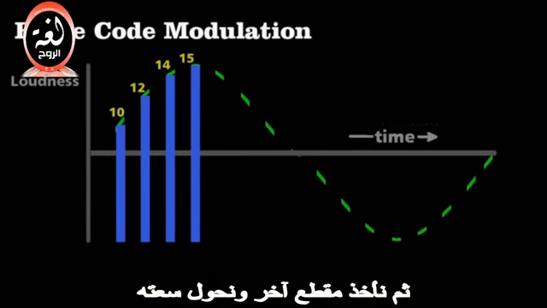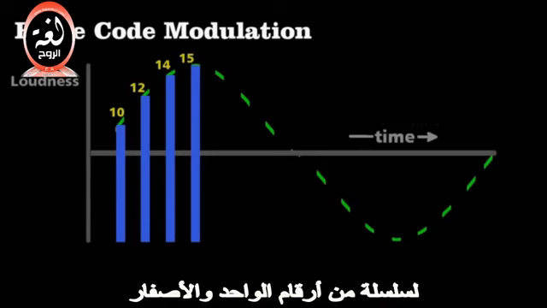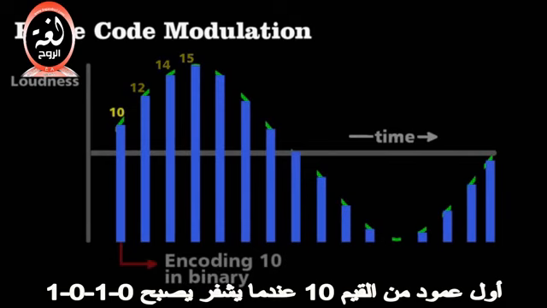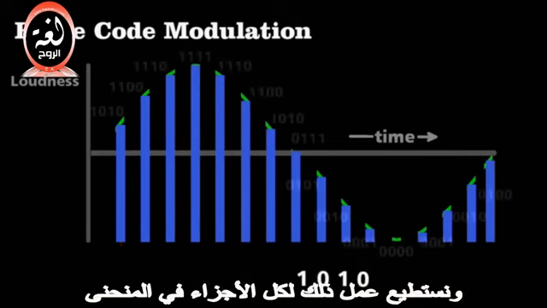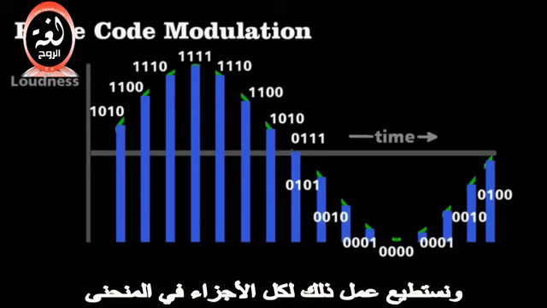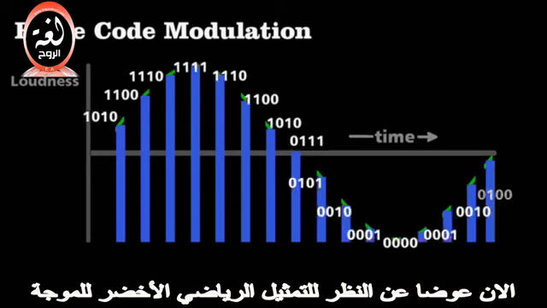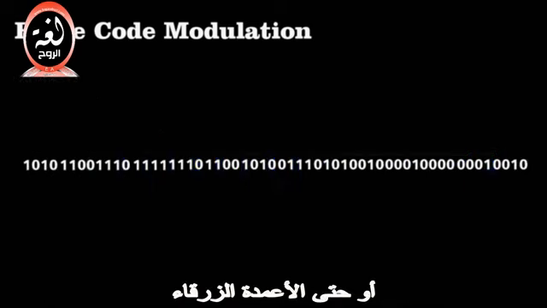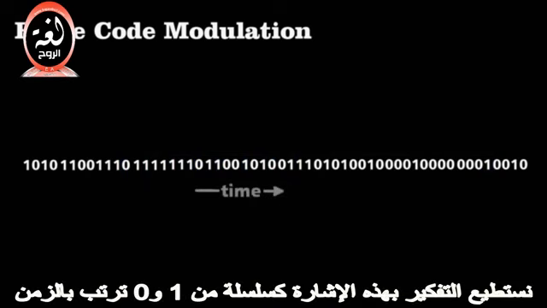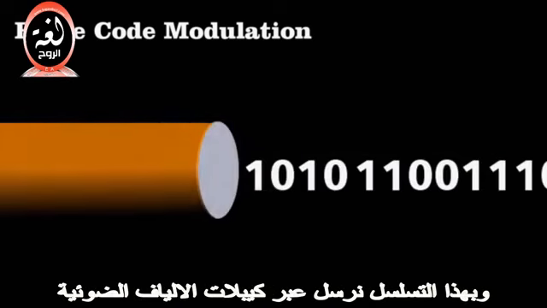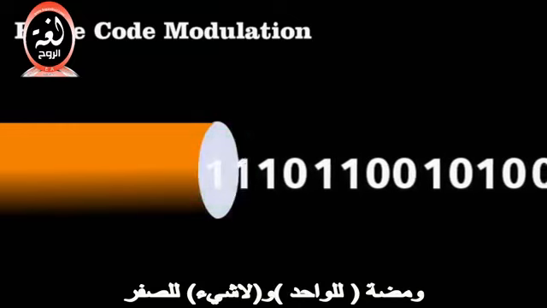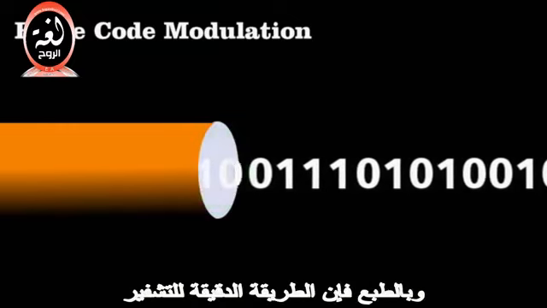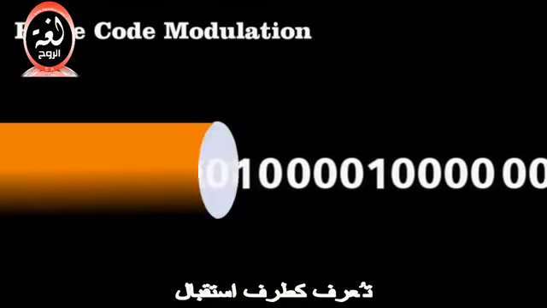We then take each section and convert its amplitude to a series of 1s and 0s. The first bar of value 10, when encoded, becomes 1, 0, 1, 0. We can do this for each section of the curve. Now, instead of looking at the green waveform or even the blue bars, we can think of the signal as a series of 1s and 0s organized by time. And it is that sequence that we send through a fiber optic cable, a flash for a 1 and nothing for a 0. Of course, the exact method of encoding is known at the receiving end, so it is a trivial matter to decipher the message.